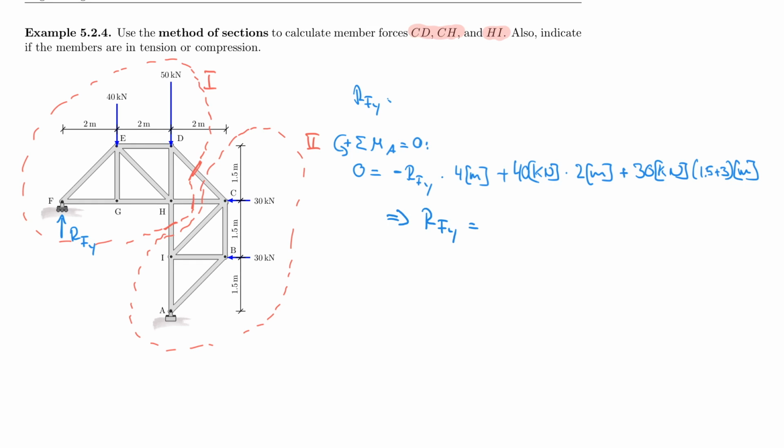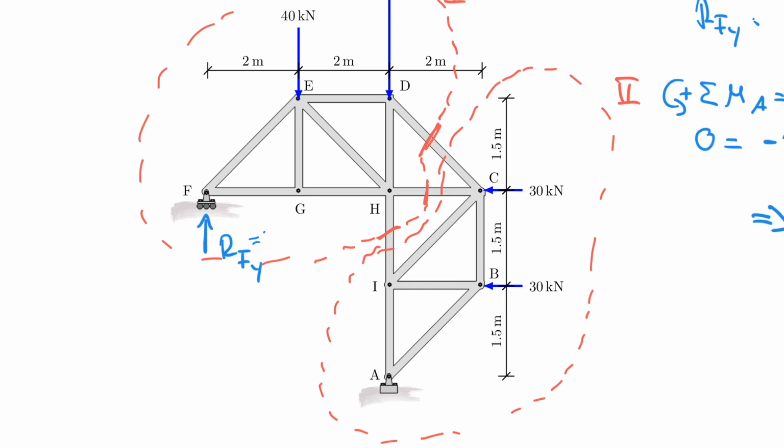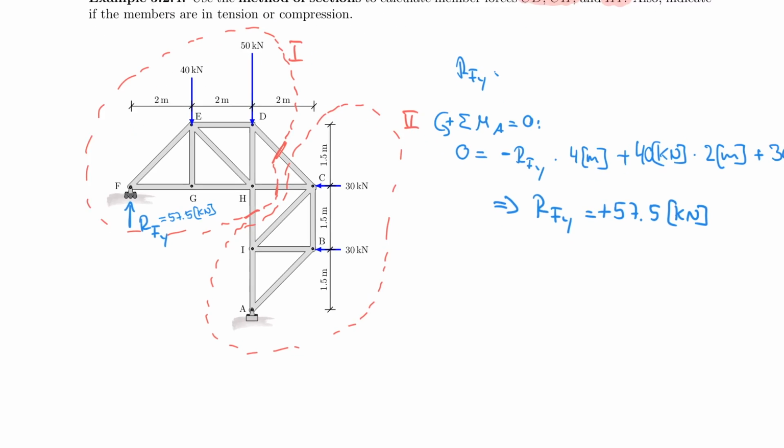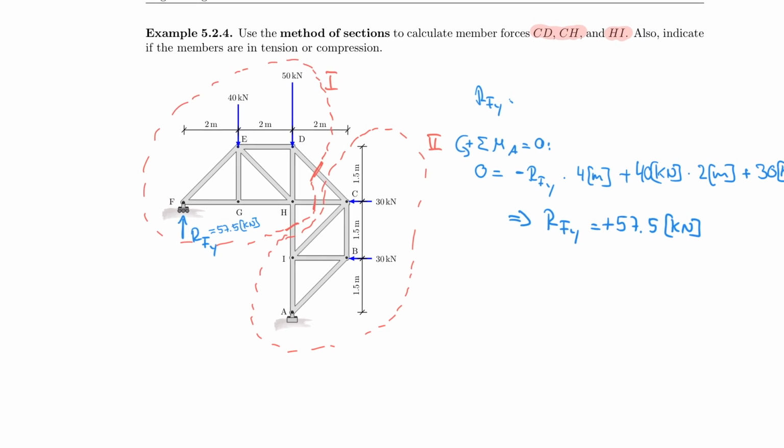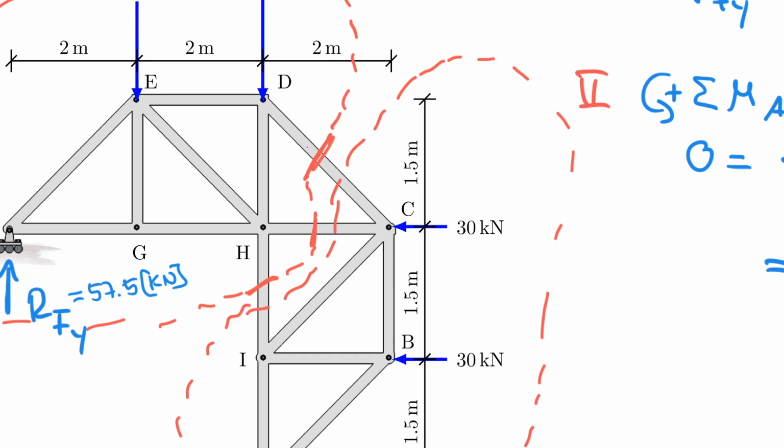And if you solve that, you will find that RFY is equal to 57.5 kilonewton, and that is positive, therefore we assumed correct. So here we have 57.5 kilonewton. So now I can easily work through my cut number 1. So let me just use that for interest of time. I'm just going to introduce my forces here in that direction, in that direction, and in that direction.